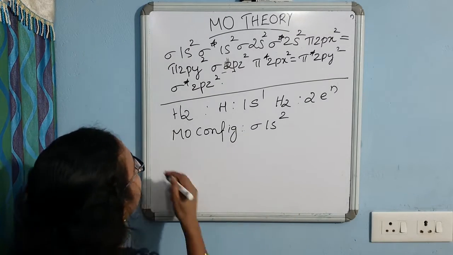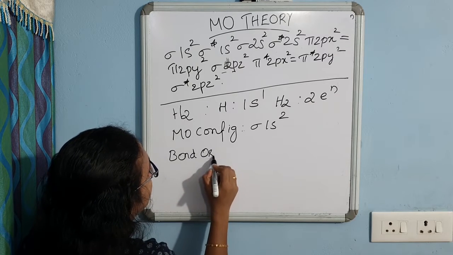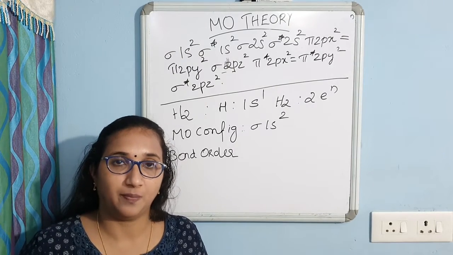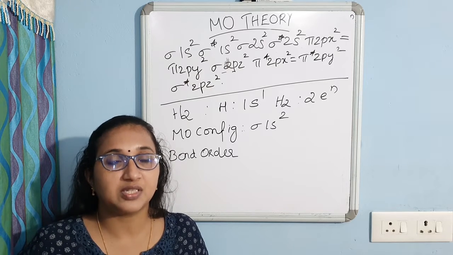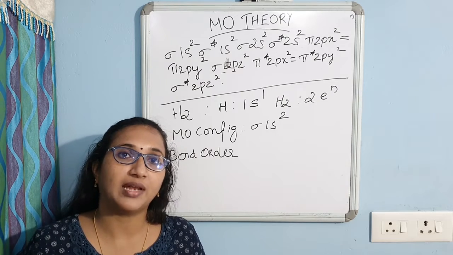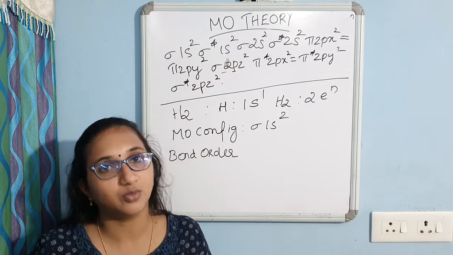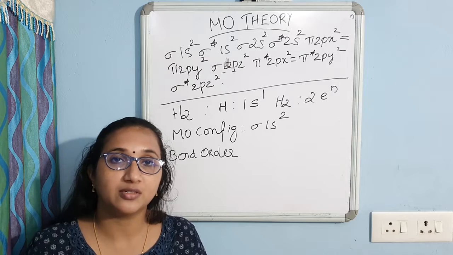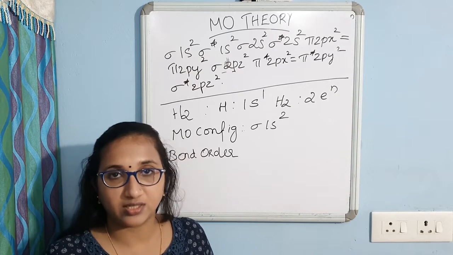Now, we can calculate the bond order. Bond order is nothing but the number of bonds present in a molecule. If you get a bond order value of 1, that means there is a single bond connecting the two atoms in the molecule. Similarly, if you take the oxygen molecule, the bond order is 2, which indicates there is a double bond between the two oxygen atoms.